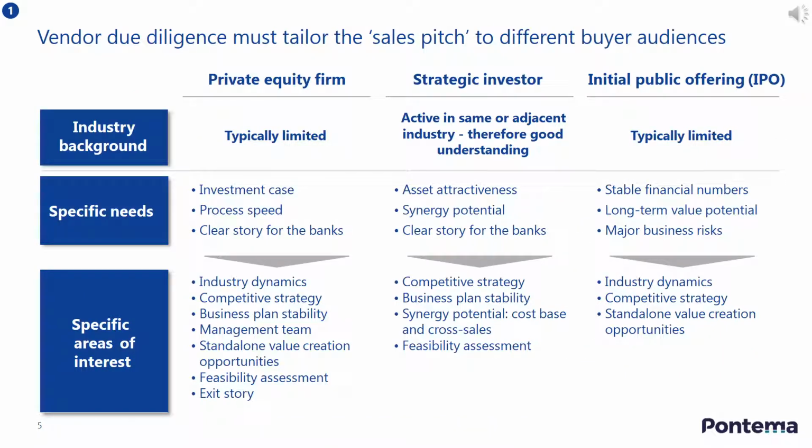It is important that during vendor due diligence, the sales pitch is tailored to different buyer audiences. For example, private equity firms will have specific needs around the investment case, whereas a strategic investor, like a close competitor, will have specific needs about synergies and the attractiveness of certain competitive advantages. All buyer audiences should be interested in industry and competitive dynamics. Private equity firms will take a close look at the current management team and will openly question potential exit strategies.